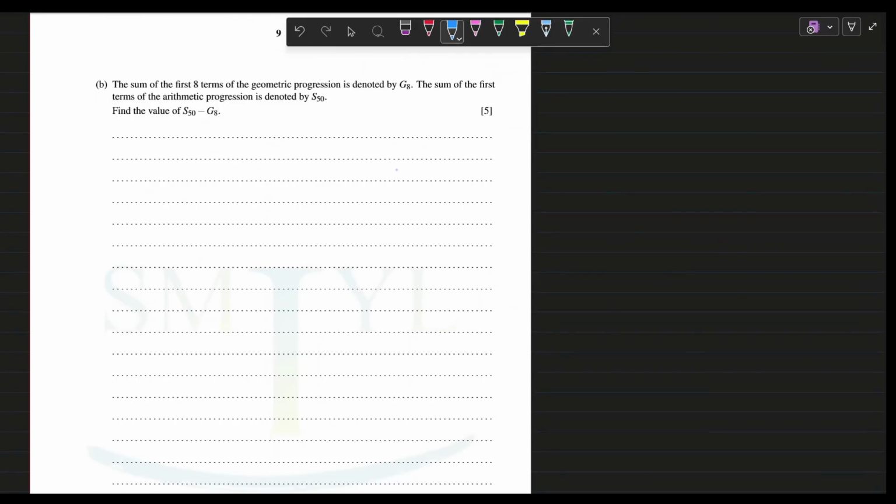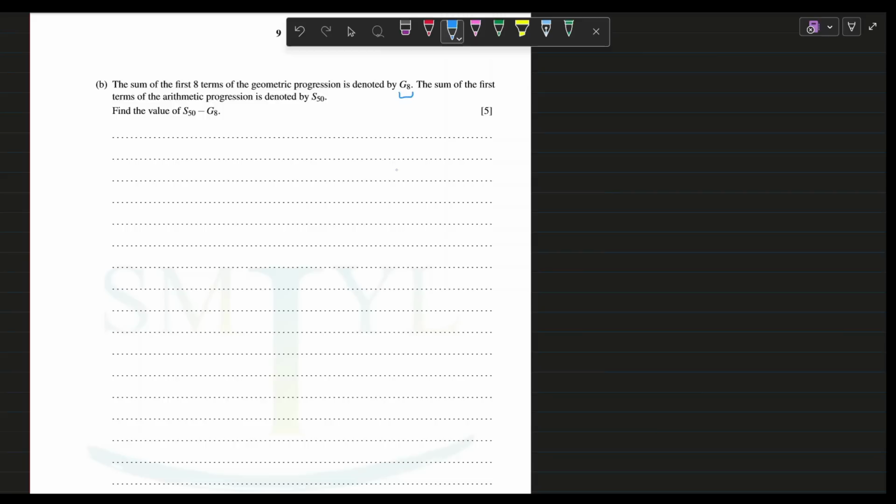The sum of the first 8 terms of the geometric progression is denoted by G8. The sum of the first 50 terms of the arithmetic progression is denoted by S50. Find the value of S50 minus G8. Alright, so let's start by finding G8.